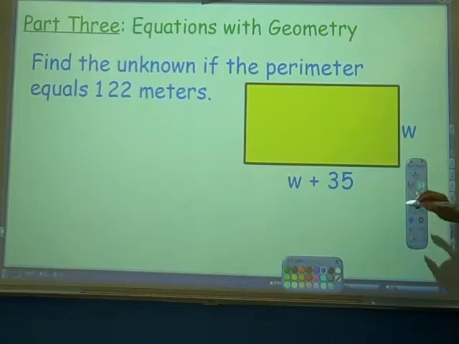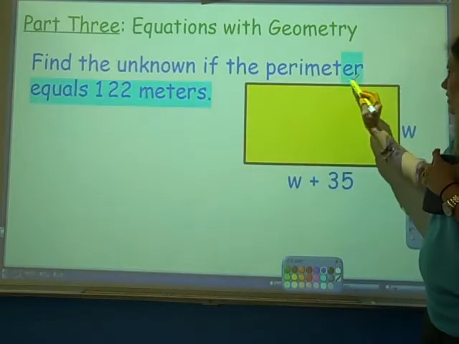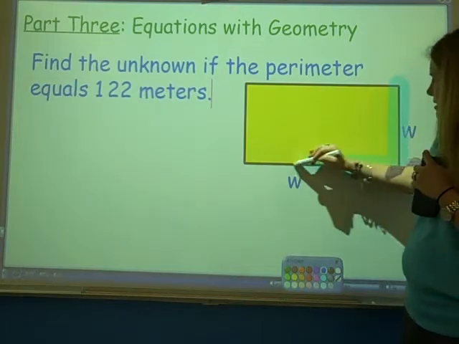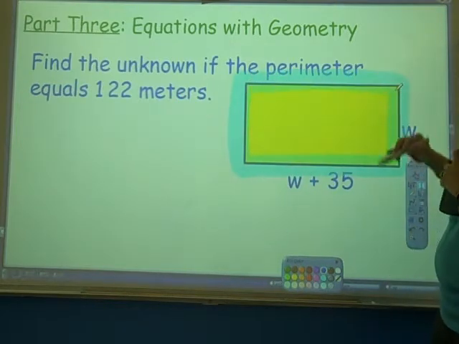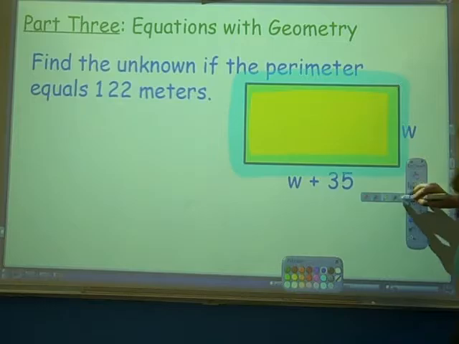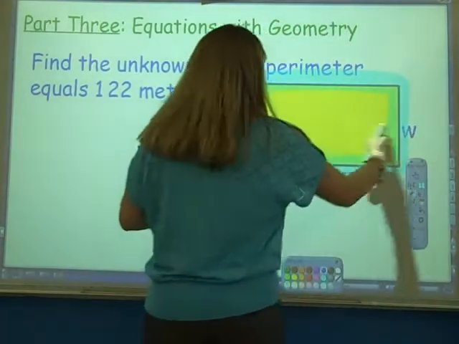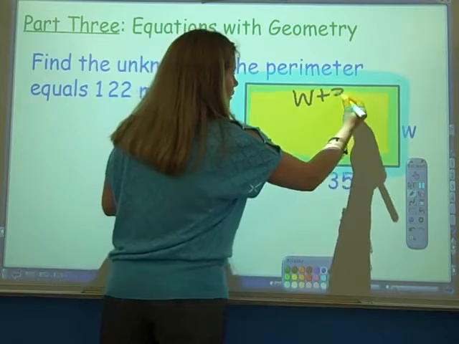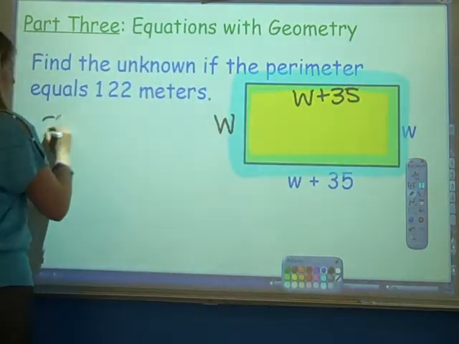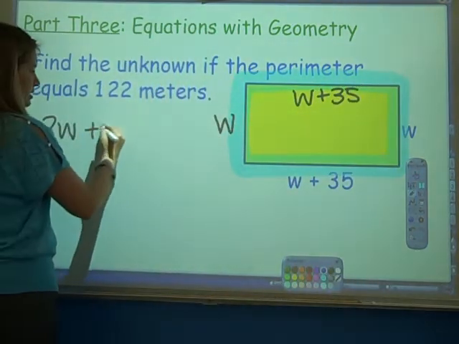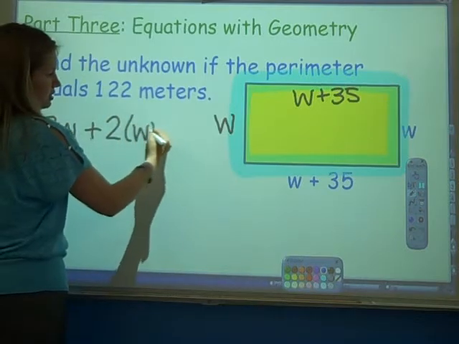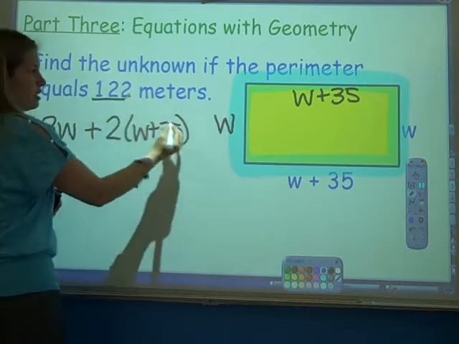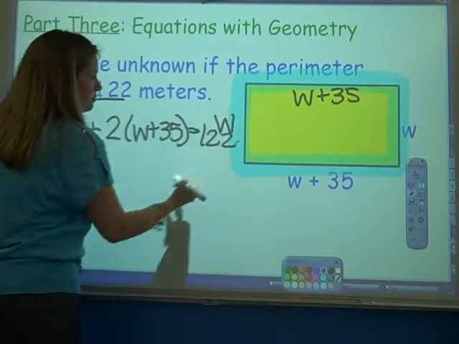So first, let's remind ourselves. Perimeter means add this side, plus this side, plus this side, plus this side. Okay. In short, it means we have two w's, because this is a w, and this is a w plus 35. So we have 2 times w plus 2 times w plus 35. That would be your perimeter. It's supposed to equal 122.